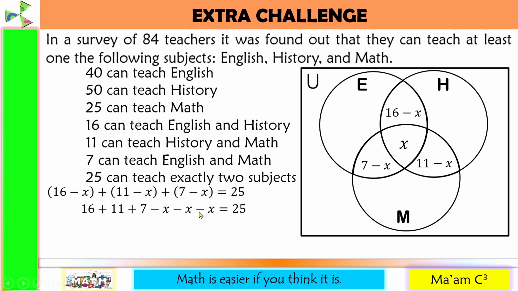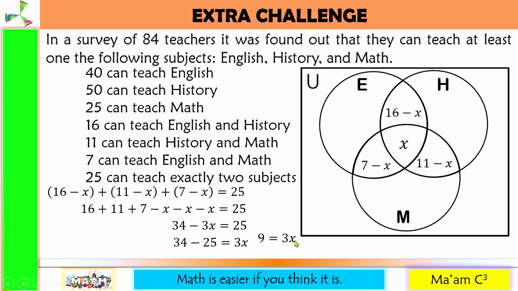Minus x is negative 3x. So 34 minus 3x. Let us move 3x to the other side and let us combine 25 with 34. Moving this to the other side will become negative. So 34 minus 25 is equal to 3x. 34 minus 25 is equal to 9. So 9 is equal to 3x.